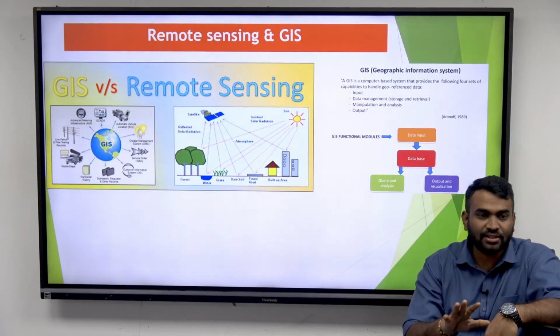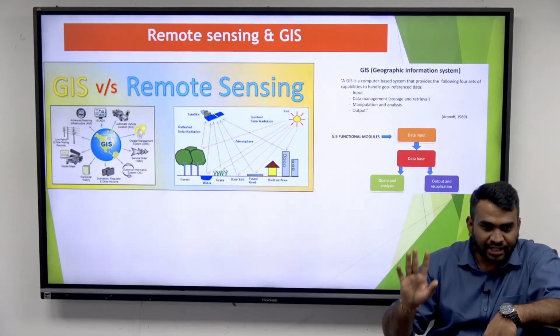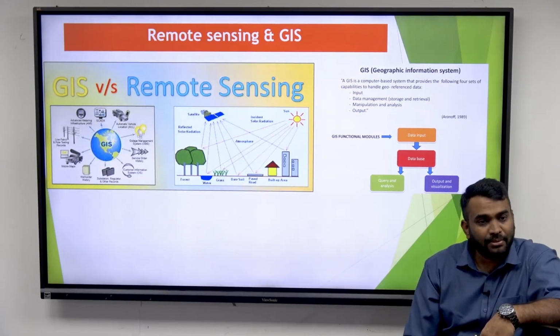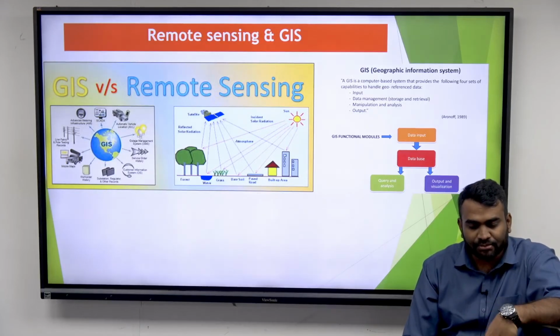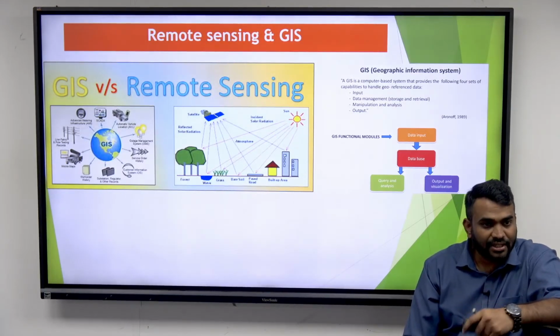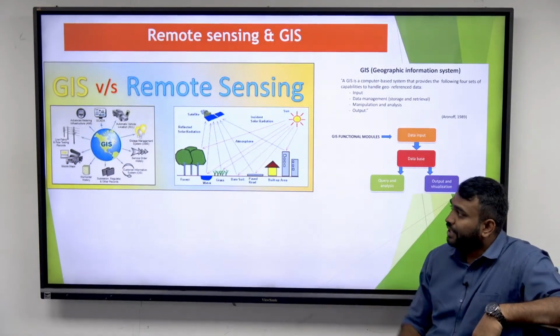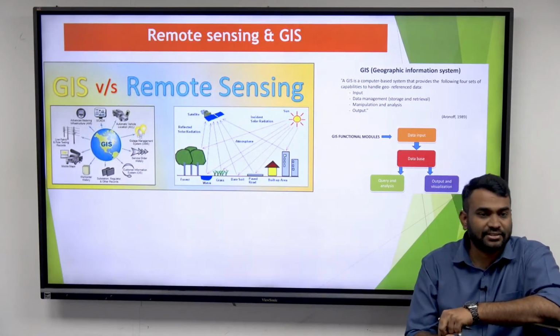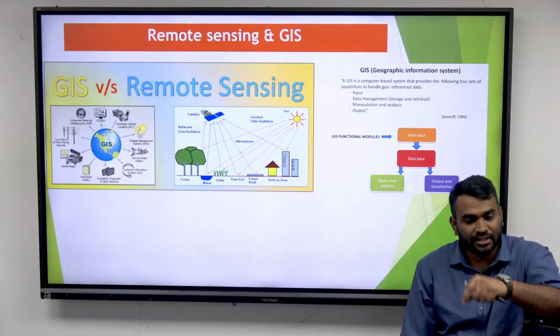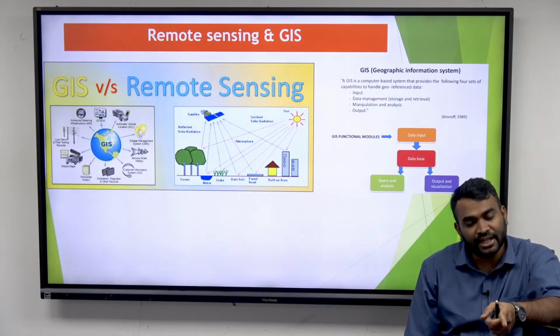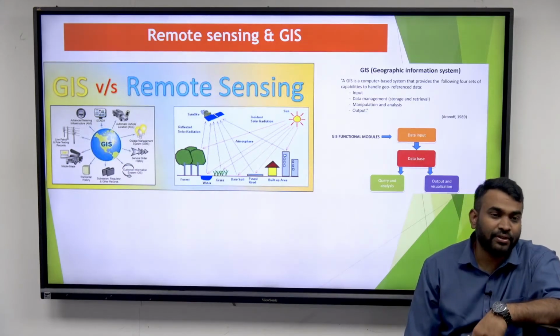Essentially, data alone is of no use, because there are trillions and trillions of data present in this world, but essentially it is not being processed. For that, machine learning and data mining are coming up as of now. But remote sensing is just generating this data. GIS, that is Geographic Information System, is the one which will be processing this data and giving you meaningful results.